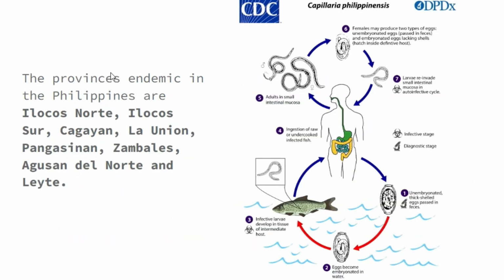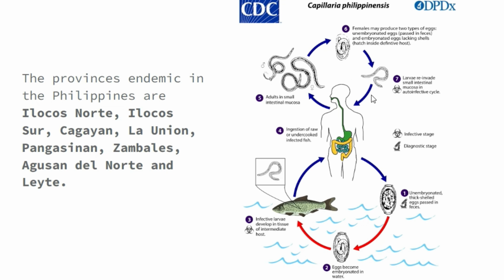Okay, the provinces endemic in the Philippines are, when we say endemic, meron pong normal, steady cases or number of cases sa area nyo. So, endemic po ito sa area nyo. So, good example, we have Ilocos Norte, Ilocos Sur, Cagayan, La Union, Pangasinan, Zambales, Agusan del Norte, and Leyte. If you are from these provinces, mag-ingat po kayo sa pagkain ng raw or undercooked fish po.